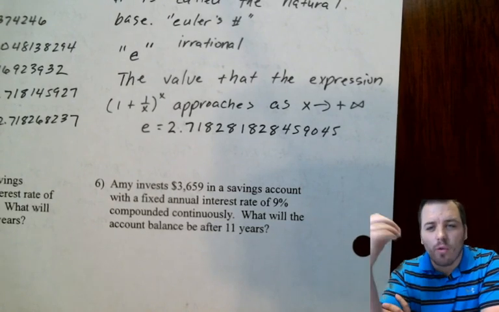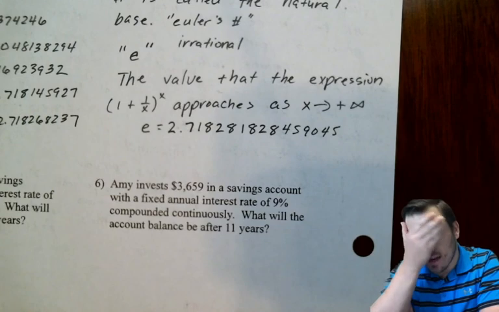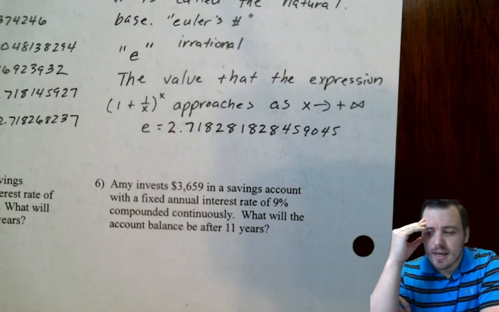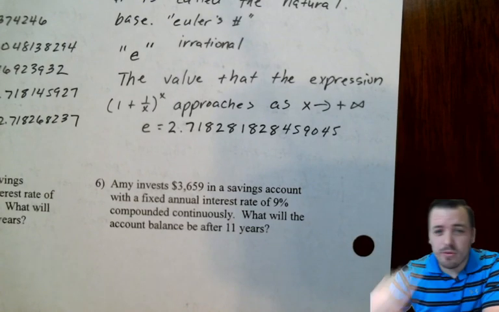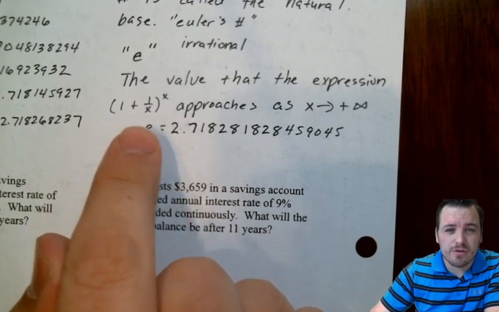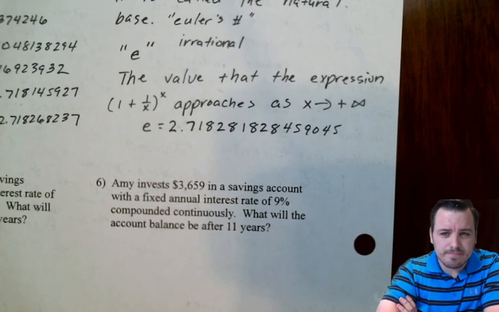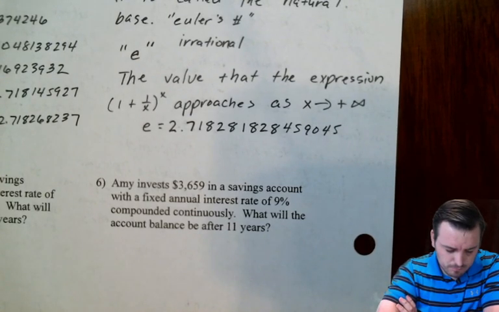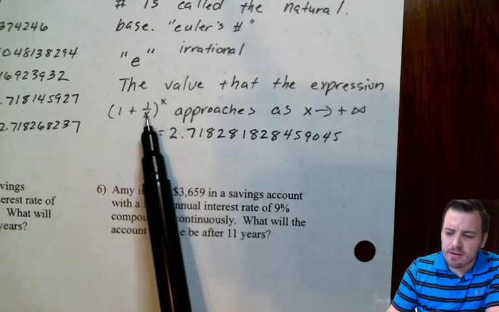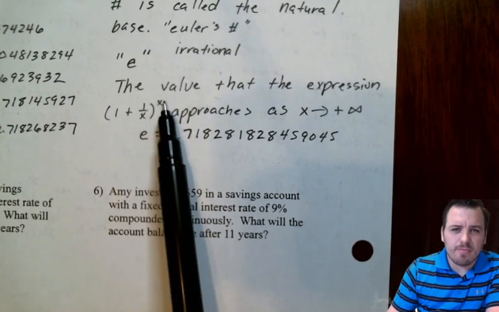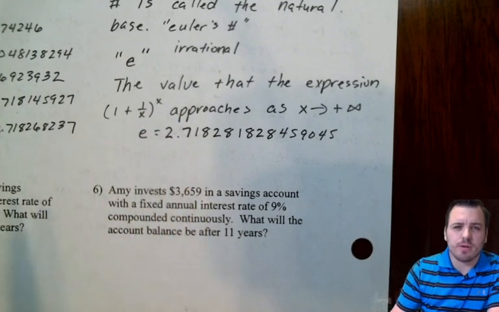So you need to know what e is. e is not just going to be some random number where your teacher just said, hey, here's e. e is the value that this exponential expression approaches as x goes to infinity. As we increase that number to infinity, you can put 100 in there, 200, 5 million, whatever it's going to be, it's going to approach 2.7.